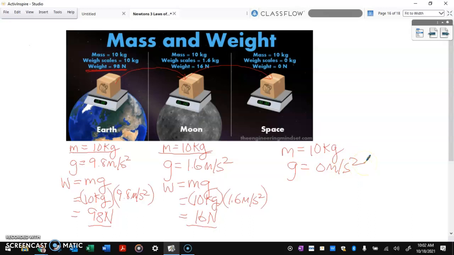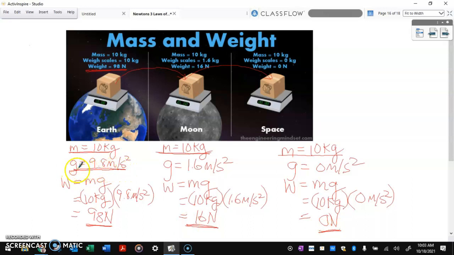And so when we do the math again, the weight equals mass times gravity. And so the 10 kilograms is our mass. The gravitational pull is 0 meters per second squared. And that will give us a weight of 0 newtons. And again, let's take a look at that. Mass doesn't change. Weight does change. And the reason the weight changes is because gravity changes.